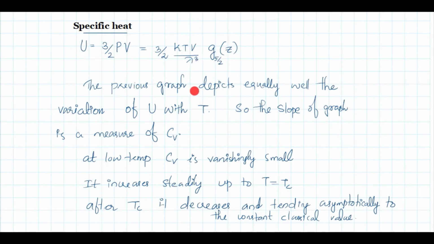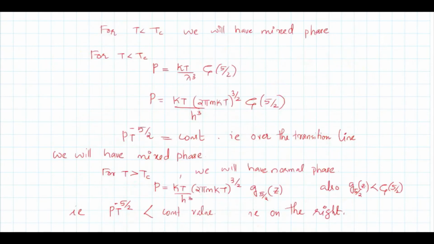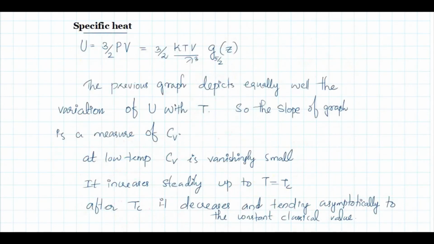The previous graph, that is this one, depicts the variation of PV by NkTc versus T by Tc. Since U is 3 by 2 PV, that graph shows equally well the variation of U with T. The variation of U with T will also have the same nature. So the slope of the graph is a measure of Cv, because specific heat at constant volume is nothing but dou U by dou T at constant volume.